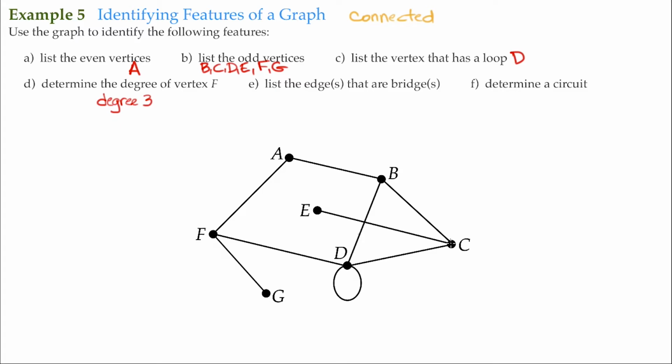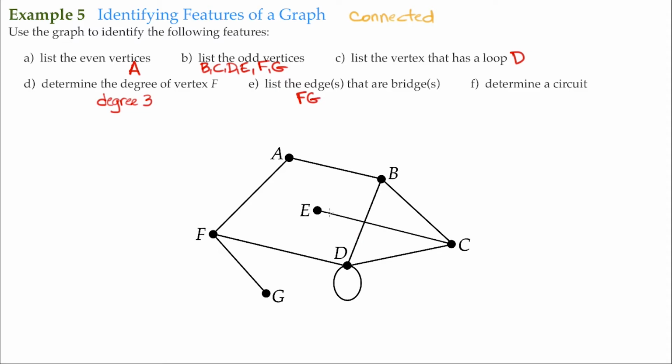So what would make a connected graph a disconnected graph? That's if I took away an edge. That edge would make the graph disconnected. If I took away this edge here, I can't get to vertex G. So one of the bridges would be this one here. I'm just going to list it as FG, and that's how we write it. That's a bridge.